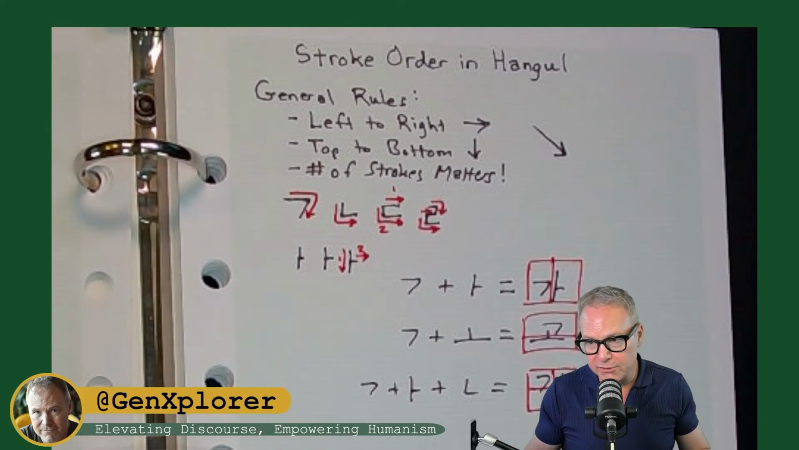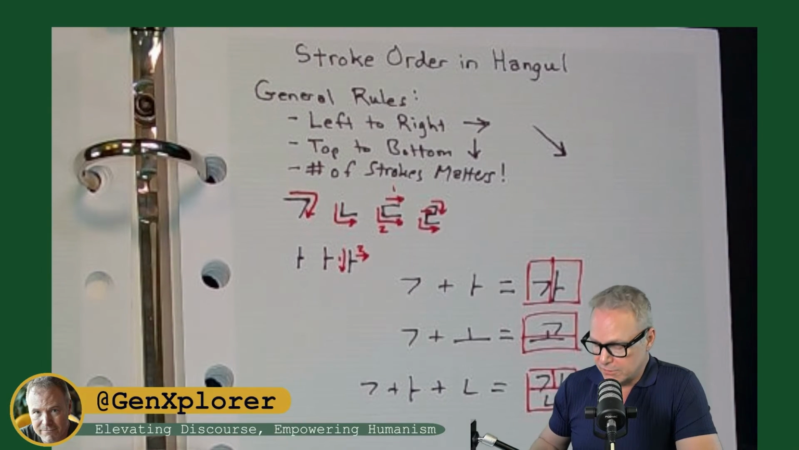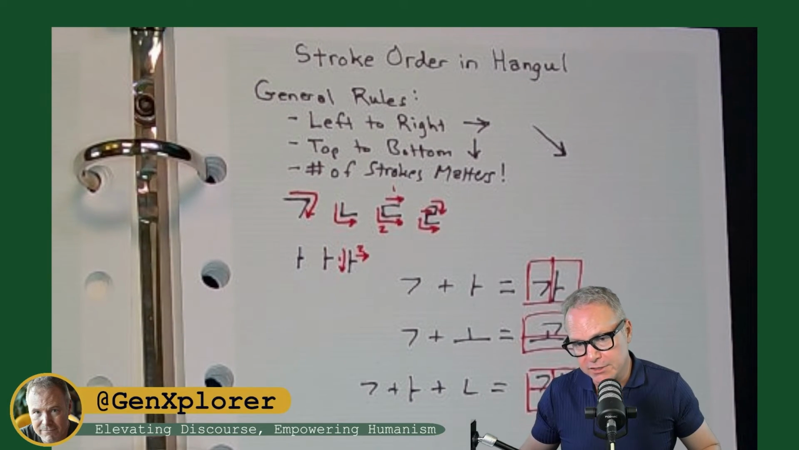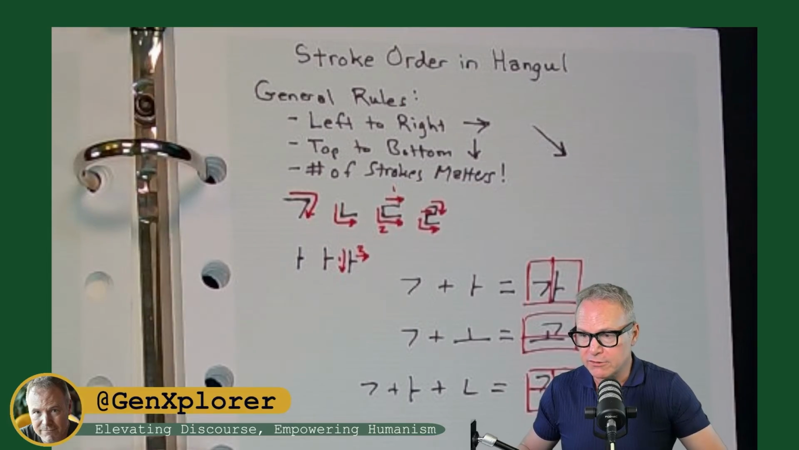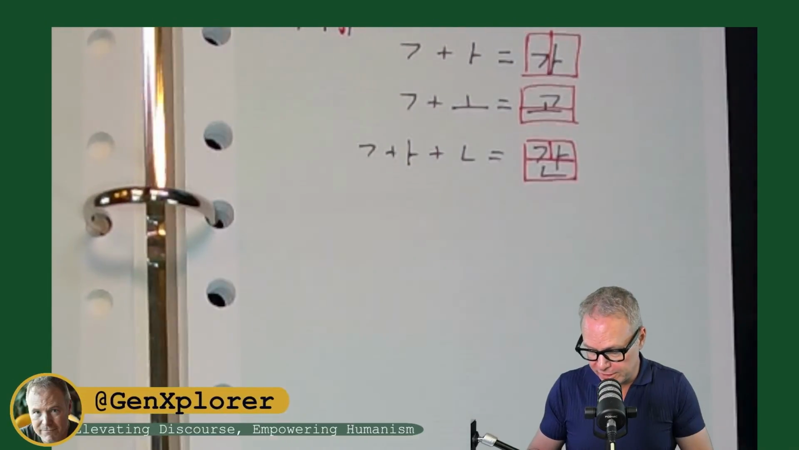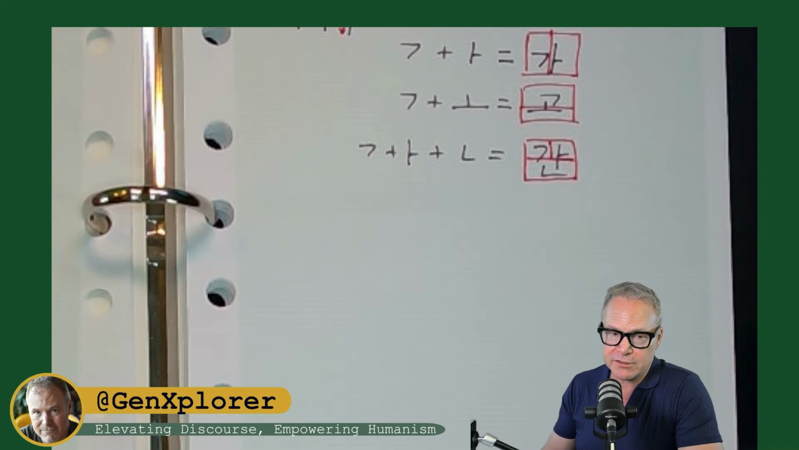So this rule, although I've written up here that this is stroke order in Hangul, this stroke order also applies to Hanja in Korean. Hanja are the Chinese characters, or Hanmun. It also applies to writing Chinese characters, whether you're writing them in Chinese, Mandarin, that is, or Cantonese, or using Chinese characters in Japanese, like kanji.